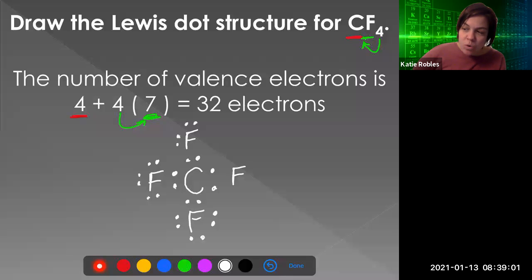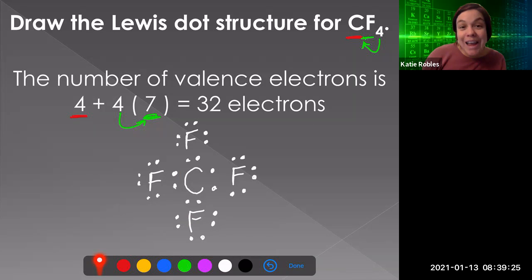Now, I don't necessarily recommend counting while you're drawing the dots, but you can if you want, because if you don't count while you put the dots down, then you have no idea how many you have. But after I go through and count these, I have 32 electrons. So I'm done. This is the Lewis dot diagram for CF4.